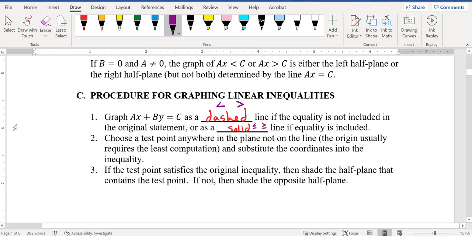Second step, choose a test point anywhere in the plane that's not on the boundary line. And I will tell you the origin usually requires the least amount of computation. Substitute that test point into the inequality. If the test point satisfies the original inequality, then shade the half plane that contains the test point. If not, then shade the opposite half plane.